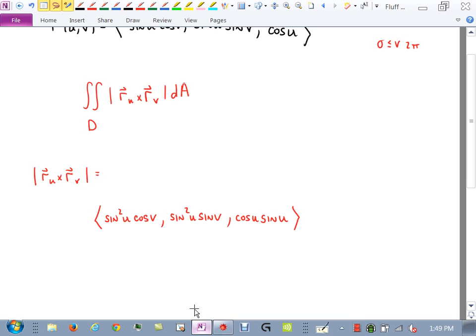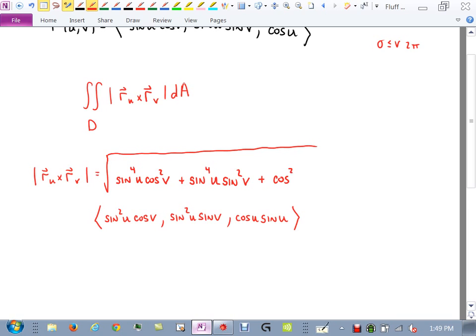What is the magnitude of a vector? Square root of each component squared and added up, right? So what's the first component squared? Sine to the 4th u cosine squared v. Second component squared, sine to the 4th u sine squared v. Third component squared, cosine squared u sine squared u.